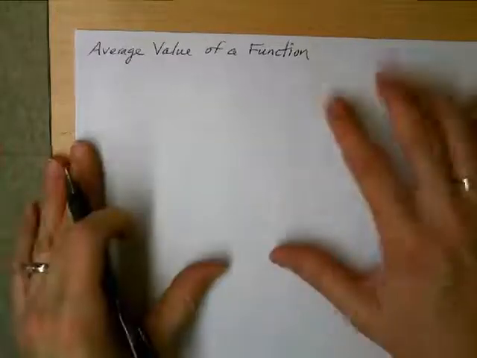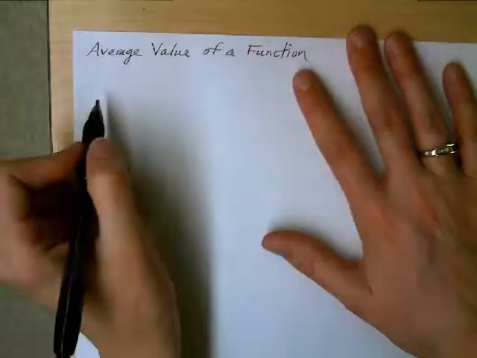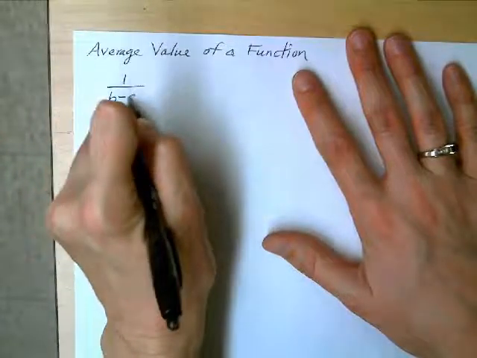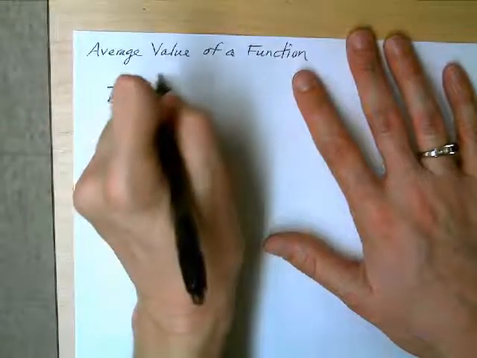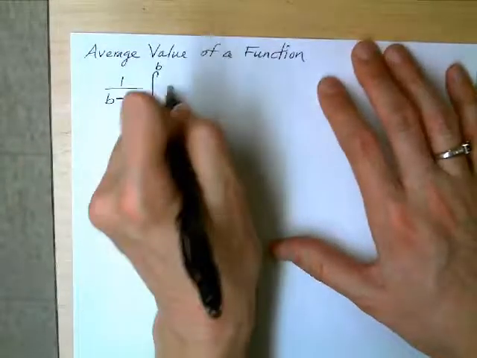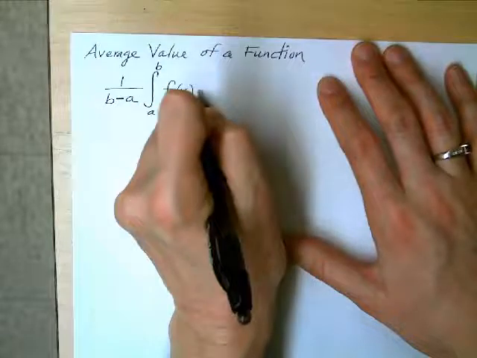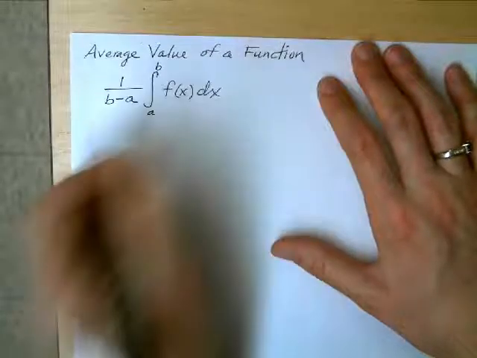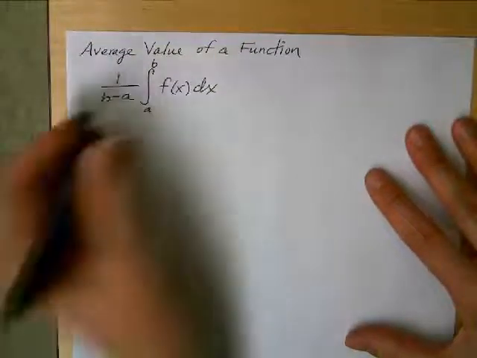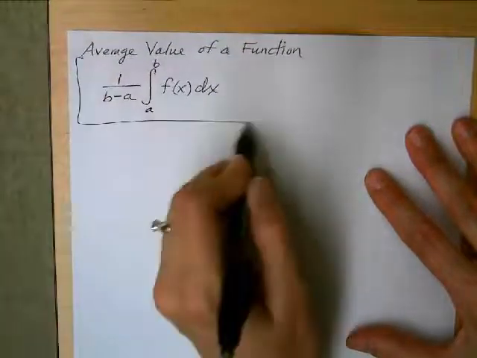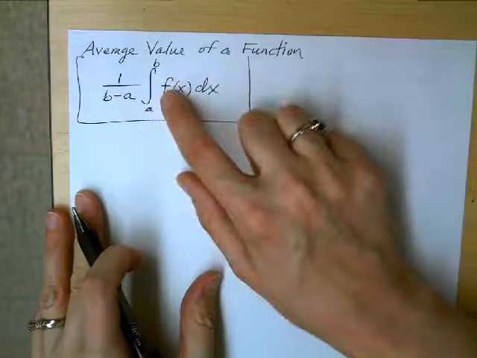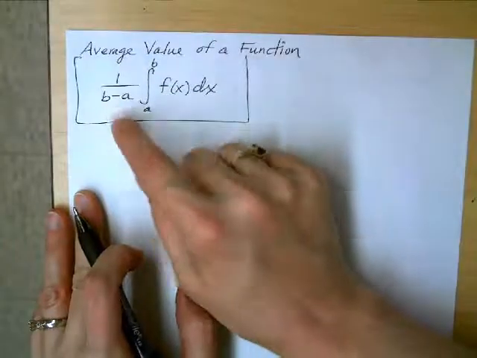So the average value of a function goes 1 over b minus a. It's another little formula we've got to use. And you integrate from a to b some function. Okay, this is the average value formula. How do you find the average value of a function? You use this formula. All you do is integrate it and then multiply by 1 over b minus a. It's pretty easy.